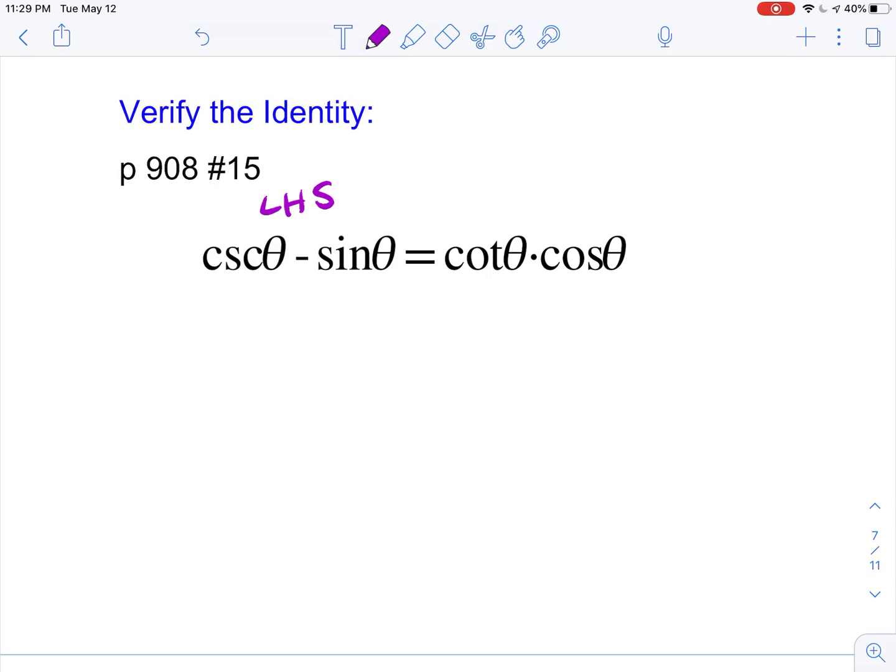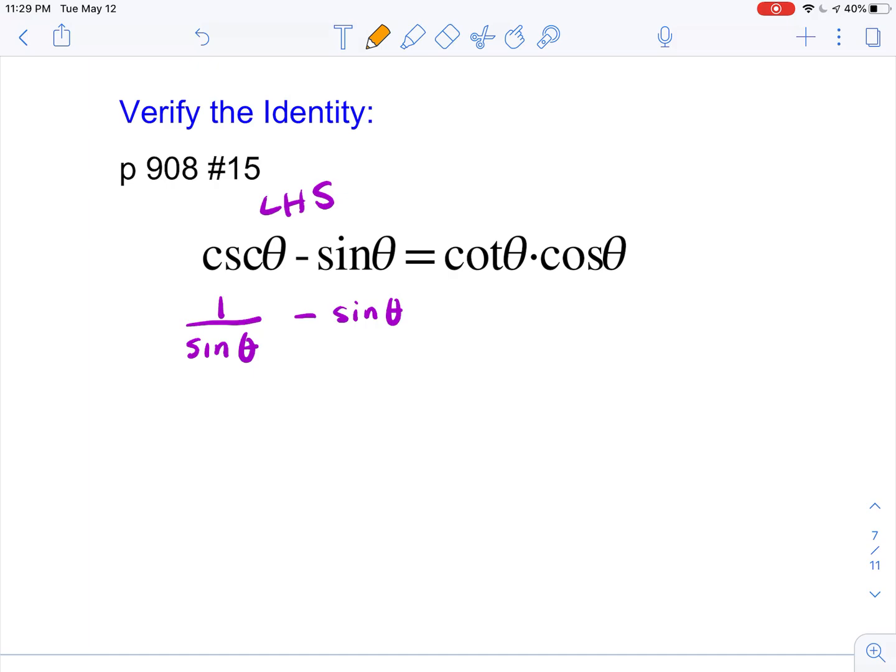So let's stick with this left-hand side right here. What can we do with this? Well, typically we try to reduce it down to sines and cosines, okay? So sine is fine, but cosecant we know is the same as 1 over sine theta. So I can make that substitution. Well, now I need to work with this. How can I bring these 2 additions or subtractions together?